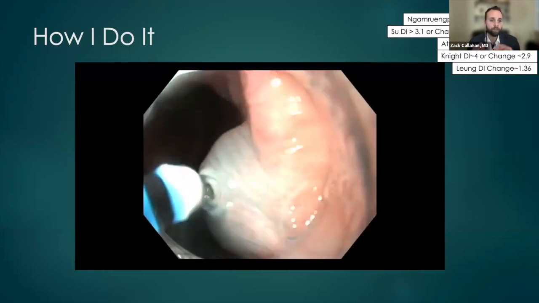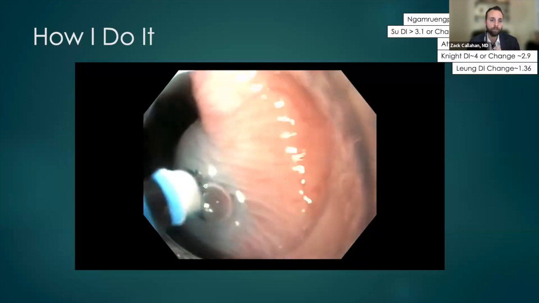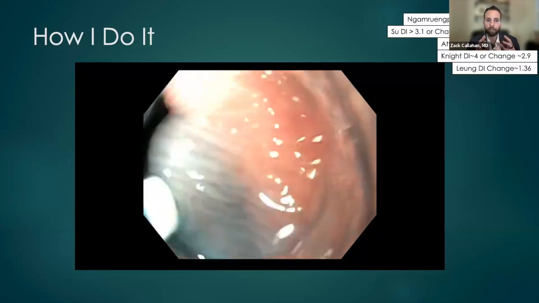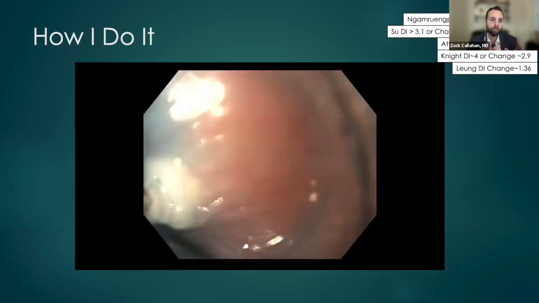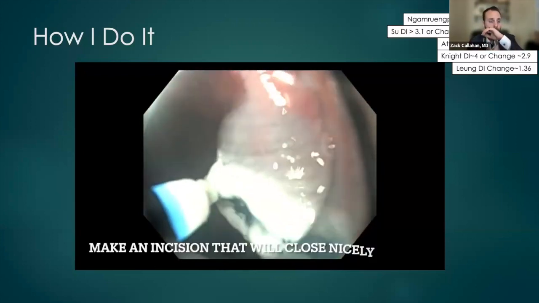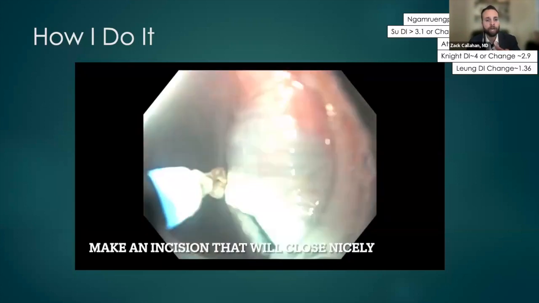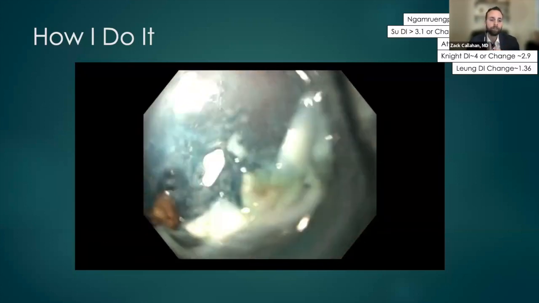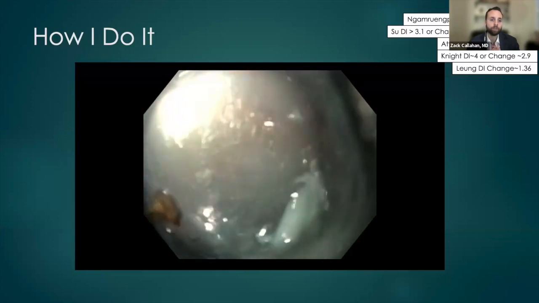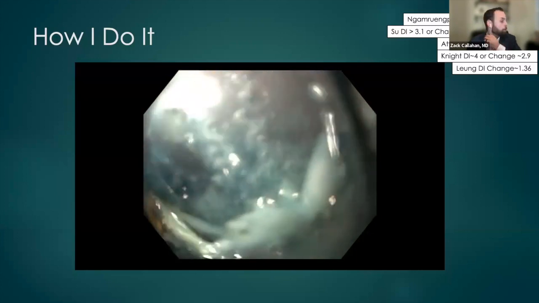And then next, I like to spray a lot of methylene blue and figure out where exactly 6 o'clock is. I like to do my submucosal tunnel at the 3 o'clock position. The angle at the bottom of the lesser curve is a lot less acute than at the greater curve, so I think there's less chance of making a full thickness mucosotomy at the end there.